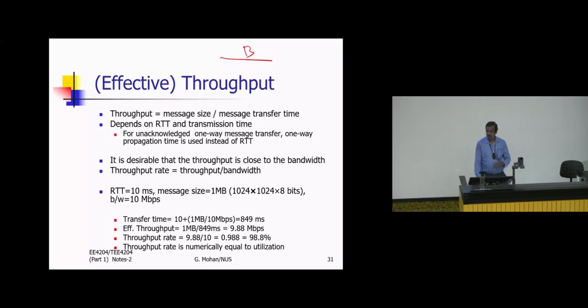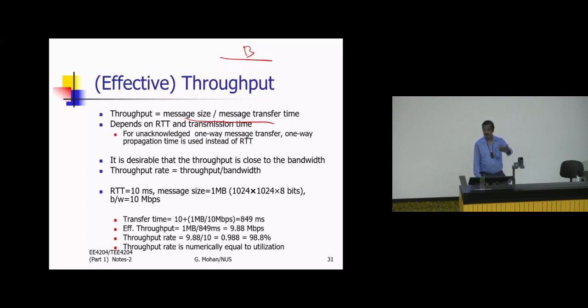So when you try to measure, we are measuring what is called the throughput, how long it takes to transfer a message. That is more important for us. That's the throughput. It's also called effective throughput. So throughput is defined as the message size divided by message transfer time. So basically, it tells how much time is taken for the message to be transferred from one end to the other end. It could be an acknowledged transfer or unacknowledged transfer.